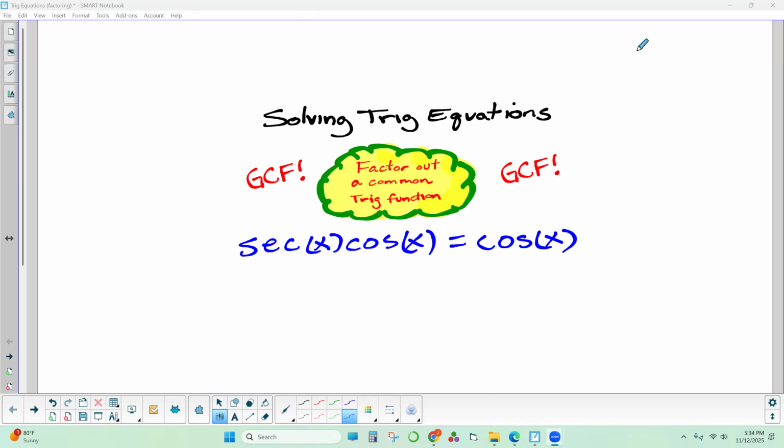I wanted to make a quick video today about solving trig equations where we're going to factor out a common trig function, or a GCF. This is common practice in solving algebraic equations, and we can use this strategy to help us solve trig equations as well. So let's look at an example.